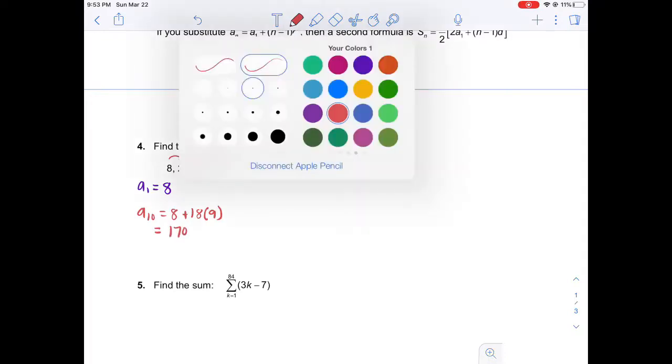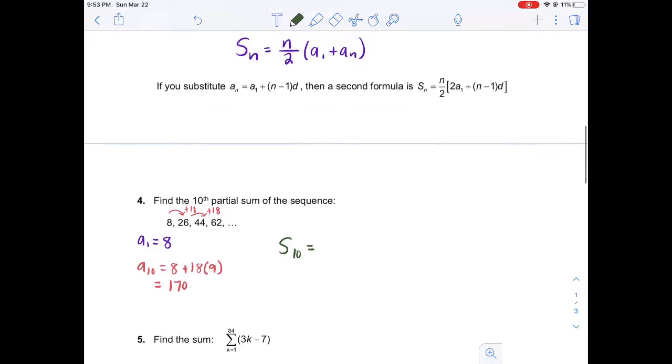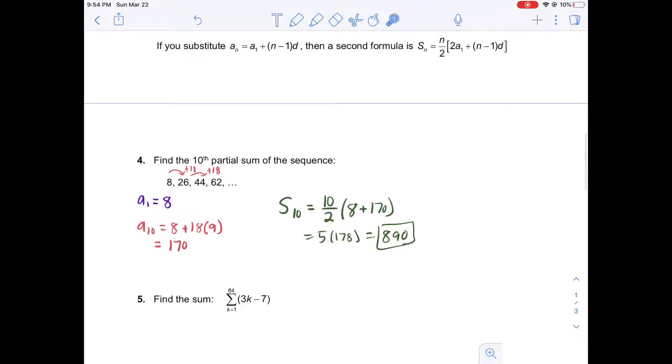So now when I go to my formula, the 10th partial sum, S10, is equal to n over 2. N is this little subscript here, so it's 10 over 2. We're adding up 10 terms, times the first term, which is 8, plus the last term, which is 170. That gives us 5 times 178, and that comes out to 890 for our partial sum. So our partial sum here comes out to be 890, and we used our arithmetic sequence formula to find one of our terms.